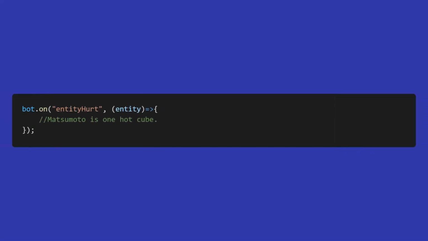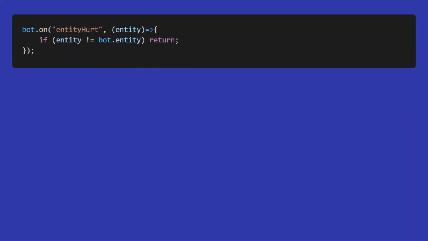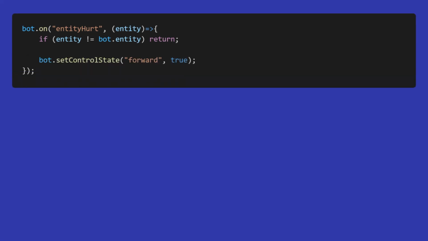From here, making the bot walk when it's hit is fairly simple. Mineflayer doesn't have an event for when the bot gets hurt, but it does have a more general event for when any entity gets hurt. But that will pass the entity that got hurt to our function as an argument, which means we can check if that entity is our bot, or more specifically, if it's our bot's entity. If that's not the case, we can stop executing the function. However, if it is our bot, we can make it walk forward using the setControlState method.